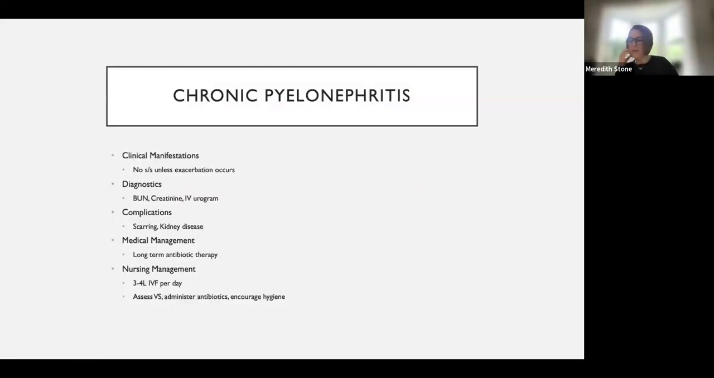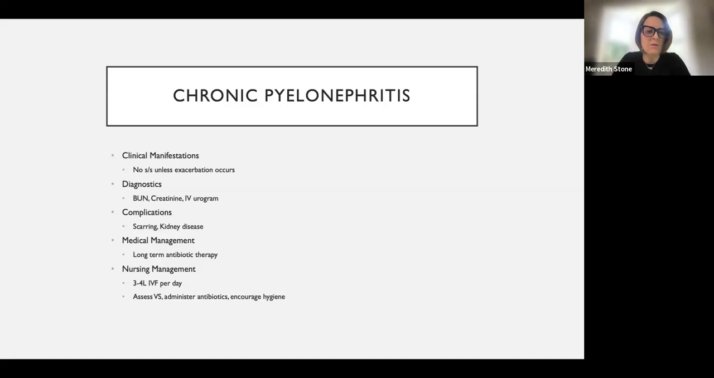Now, people can also have chronic pyelonephritis. Sometimes they might have this, but they don't have signs and symptoms until they actually have an exacerbation of the pyelonephritis. To diagnose, they'll look at kidney function, and look through the IV urogram at the flow through the kidneys and for inflammation. Now, if somebody has chronic pyelonephritis, just like inflammation that's chronic anywhere, if you continue to have inflammation over and over again, that can lead to scarring. If you have scarring in your kidney, then your kidney is not going to function as well, and it can lead to chronic kidney disease.